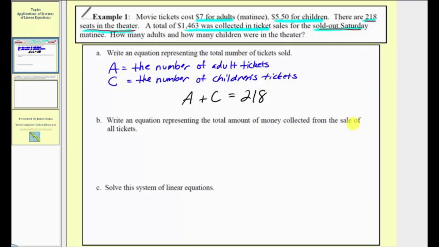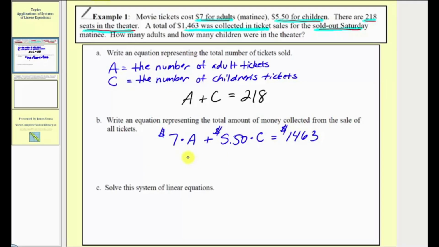Now for part B, we're asked to write an equation representing the total amount of money collected from the sale of all tickets. Well, the adult tickets cost $7 and the children's tickets cost $5.50. So the total amount of money collected would have to be $7 times the number of adult tickets, which is A, so $7 times A, plus $5.50 times the number of children's tickets, which would be $5.50 times C. This must equal the total amount collected, which we know is $1,463.